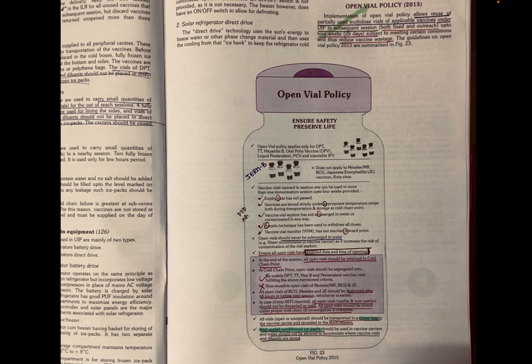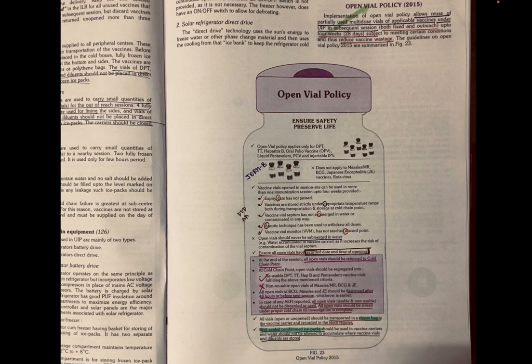And let us see the conditions which have to be followed for this open vial policy. First thing is the expiry date has not passed. Second thing, vaccines are stored strictly under the appropriate temperature range, maintained during transportation and also storage at the cold point. Vaccines are not wasted if maintained under the appropriate temperature. And the vaccine vial septum has not been submerged in water to avoid contamination. Obviously the vaccine vials should not be dipped in water. If you dip it in water, the water might come into the vaccine and it can be contaminated.